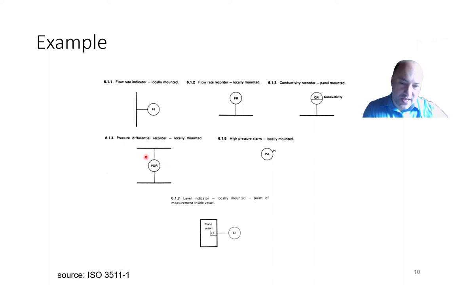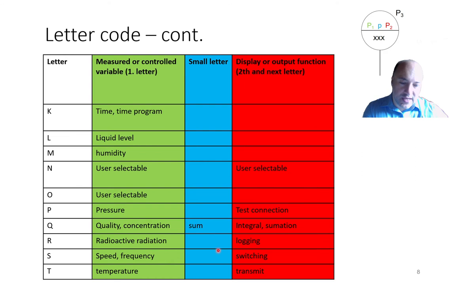Now, if it would be, for example, a panel meter, then we would see a horizontal line like this. And if we would like to transmit this signal somewhere to a control system, for example, then we would need to add the letter T, which is telling me, okay, now I will transmit this signal somewhere.